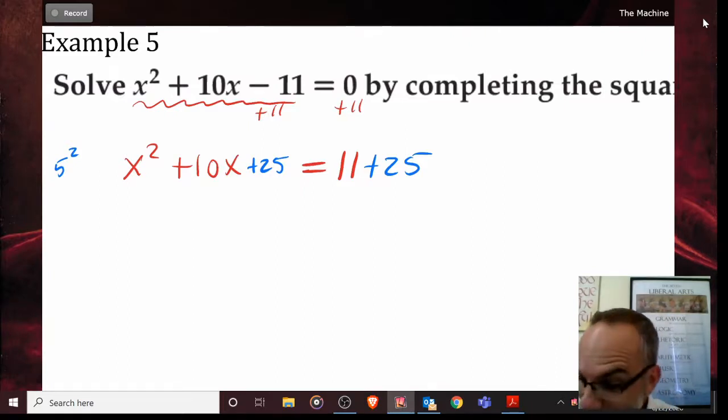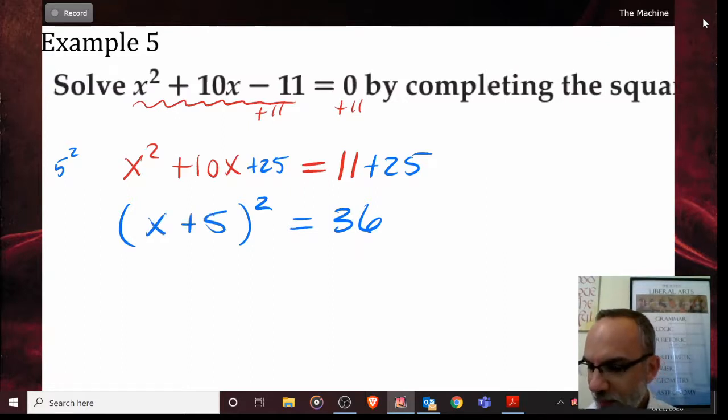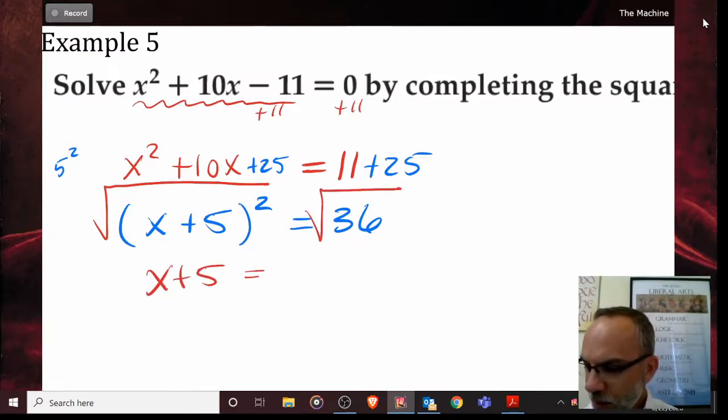But now this one is a perfect square. Something squared is equal to, what's that, 36? Oh, that's convenient. This is now going to be factored as x plus 5 quantity squared. We're set up now to extract the root. Use the square root principle. So the square root of the left and the square root of the right. X plus 5 is equal to plus and minus the square root of 36, which is 6.